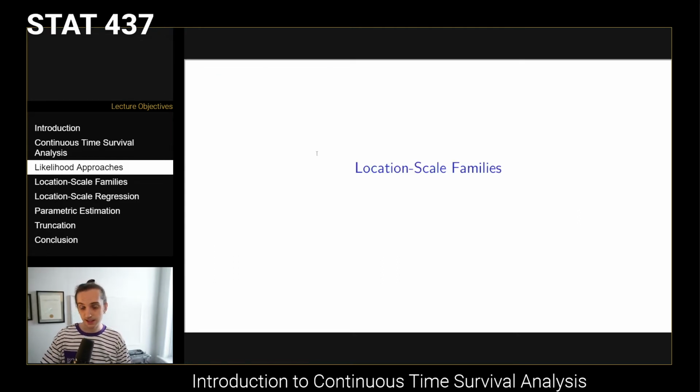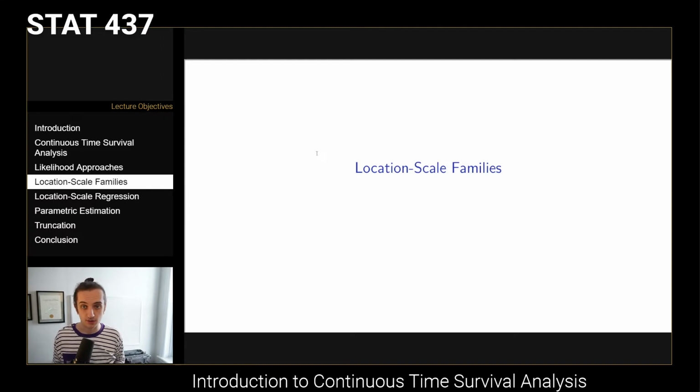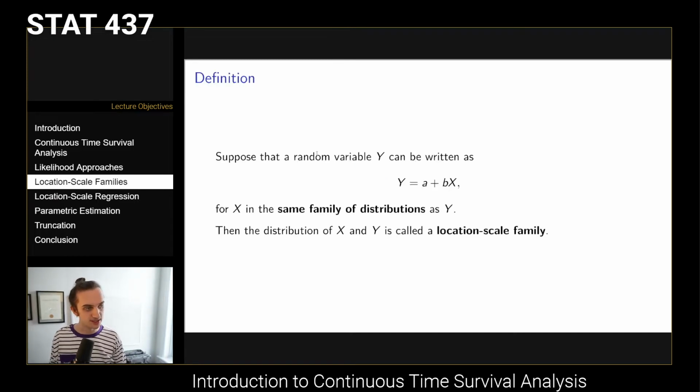So that's the general likelihood procedure, right? We'll see that in some more detail afterwards, but there's going to be a certain set of distributions that we typically want to work with. All right, so to briefly refresh, let's talk about location scale families for a moment here.